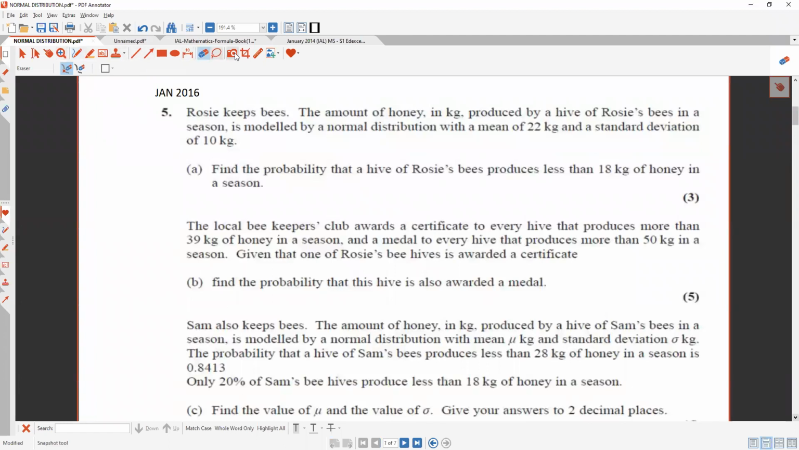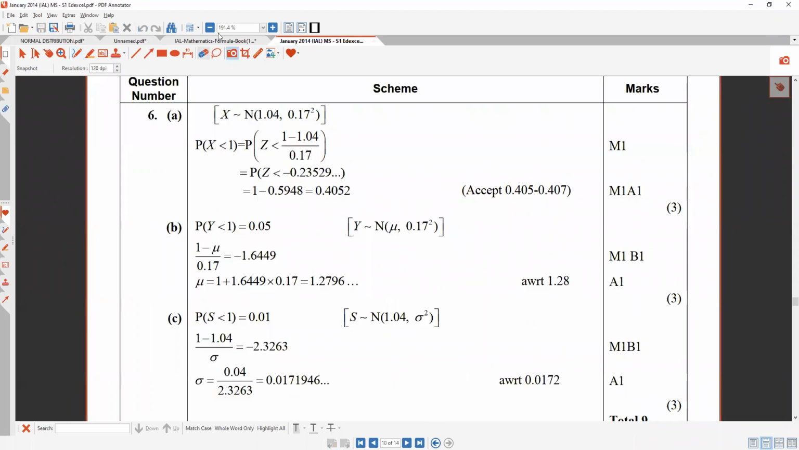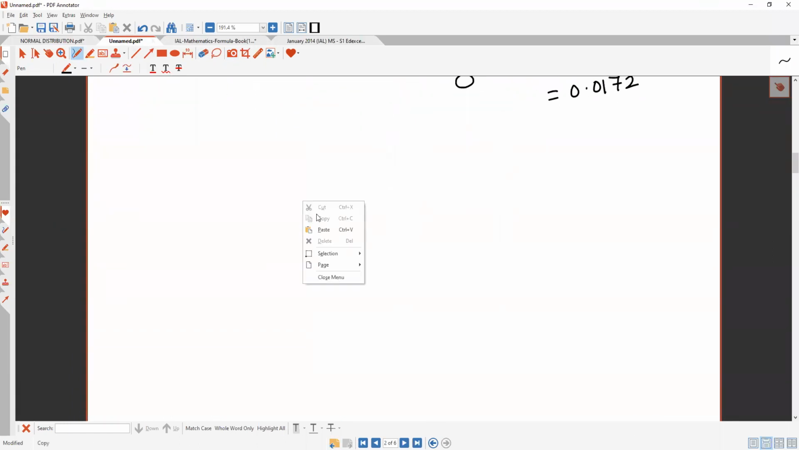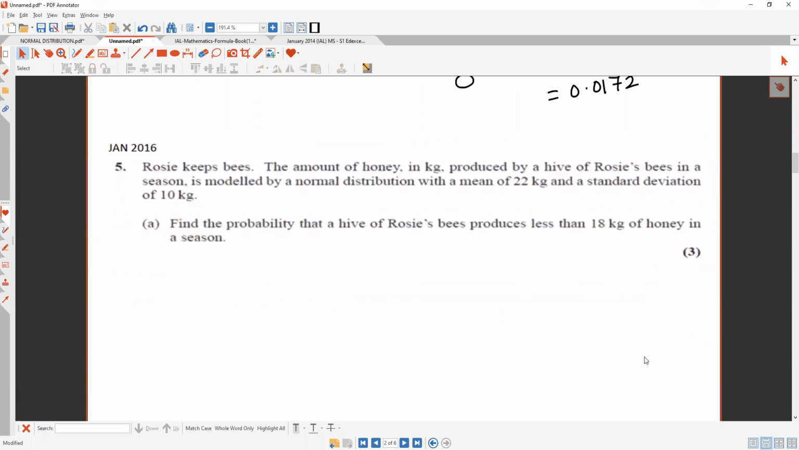This is Jan 2016. Let me do the A part. So where is it? Okay, fine. Yeah, so here it is. They said find the probability that the hive. Okay, Rosie keeps some bees. The amount of honey in kg produced by the hive of Rosie's bees in a season is modeled by a normal distribution with a mean of 22 kg and a standard deviation of 10 kg.